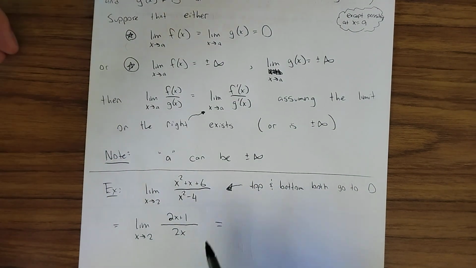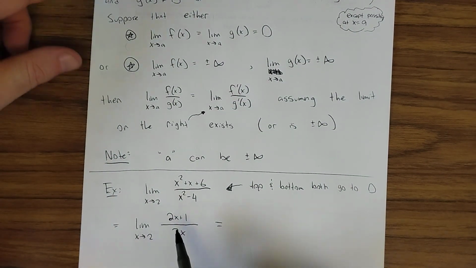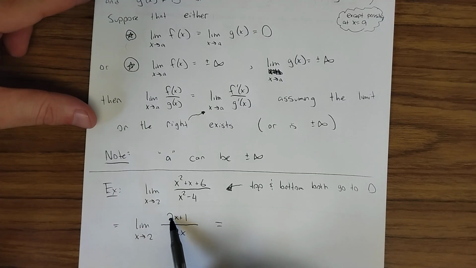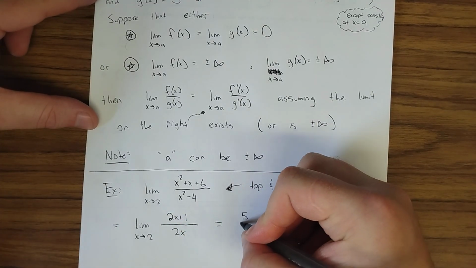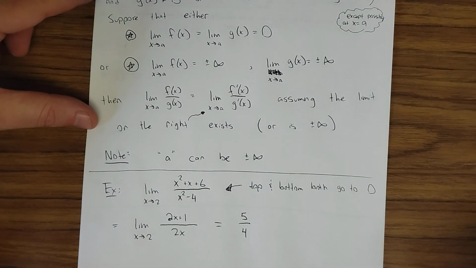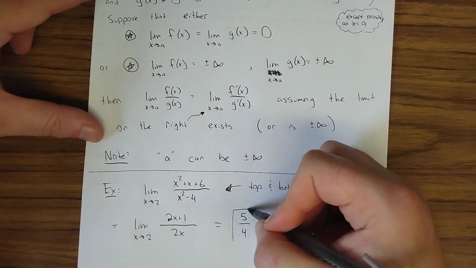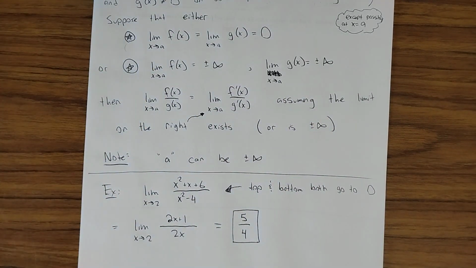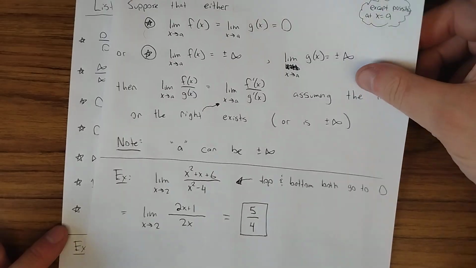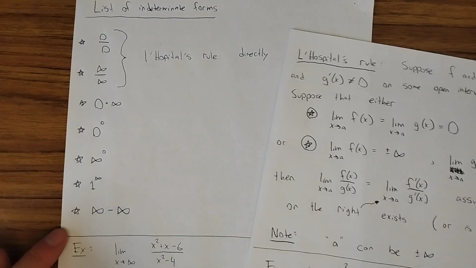And now I have this to deal with. And I can just plug in 2. If I plug in 2, I get 5 on top, 4 on bottom, and so I have no problem. And of course, that's the same answer we got doing it the other way. So that's your basic L'Hopital's rule.